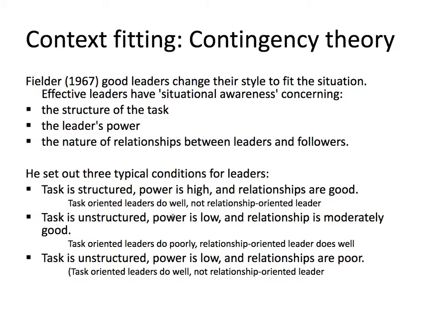If the task is unstructured and power is low, and relationships are modestly good, task-orientated leaders tend to do poorly. Why? Well, because they don't have a great deal of power to tell people what to do. Because their subordinates have a relatively good relationship with them and are expecting more autonomy and more input into the decisions, because the task is unstructured and probably more problematic and up for debate, it's very hard for leaders to operate in a sort of top-down manner.